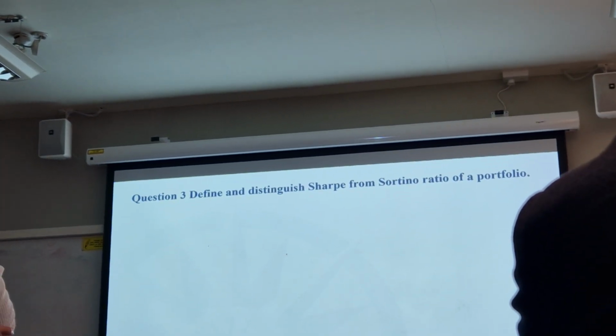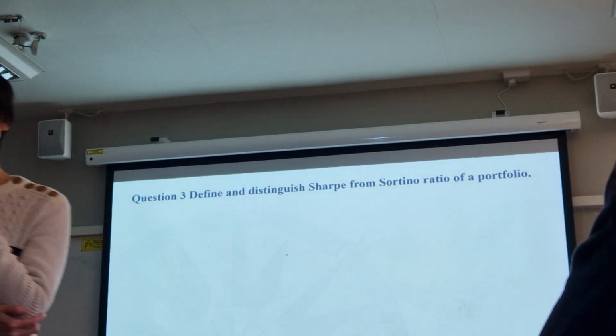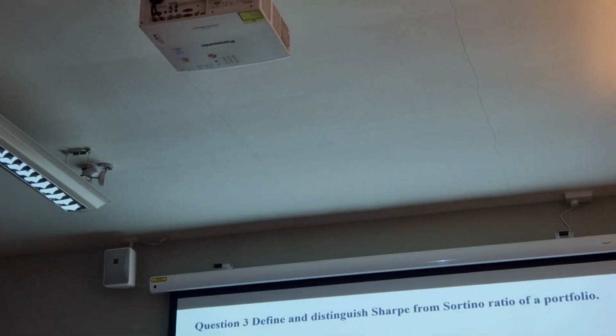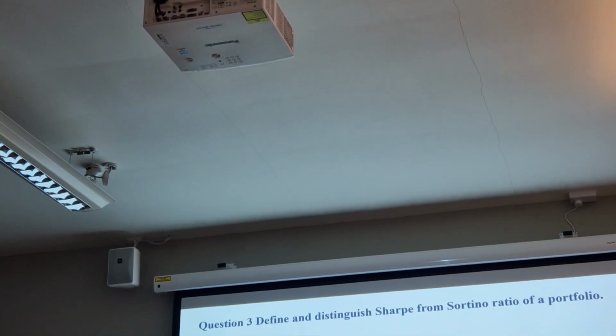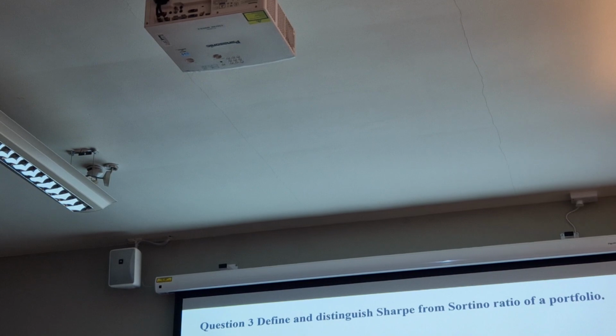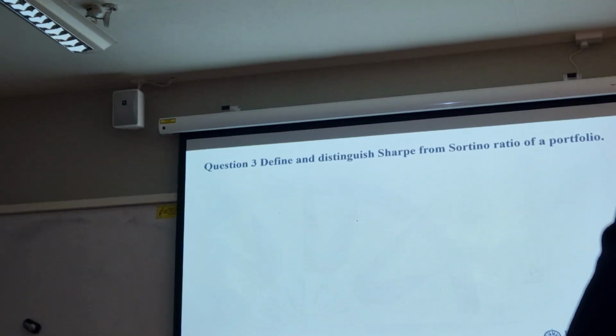So the Sharpe ratio is how much excess return we can earn after undertaking total risk. So not just the mean return of that portfolio, but how much the mean return is in excess of the risk-free rate, and then over the standard deviation. Okay, so this is the Sharpe ratio. What about the Sortino ratio? Do you remember the Sortino ratio? What is the Sortino ratio?